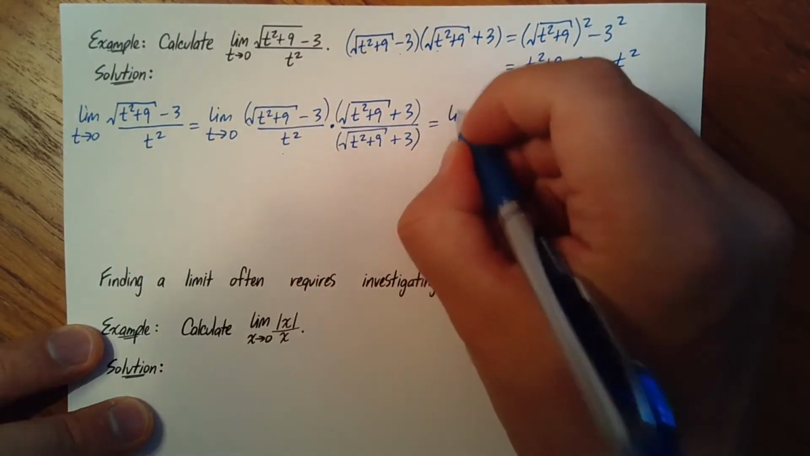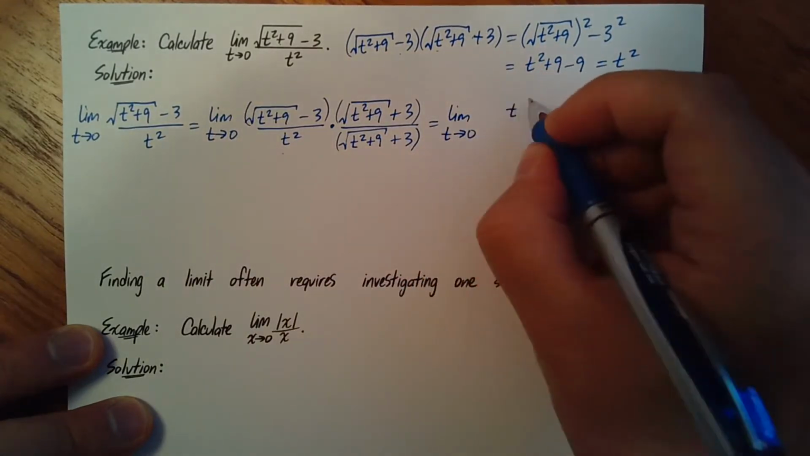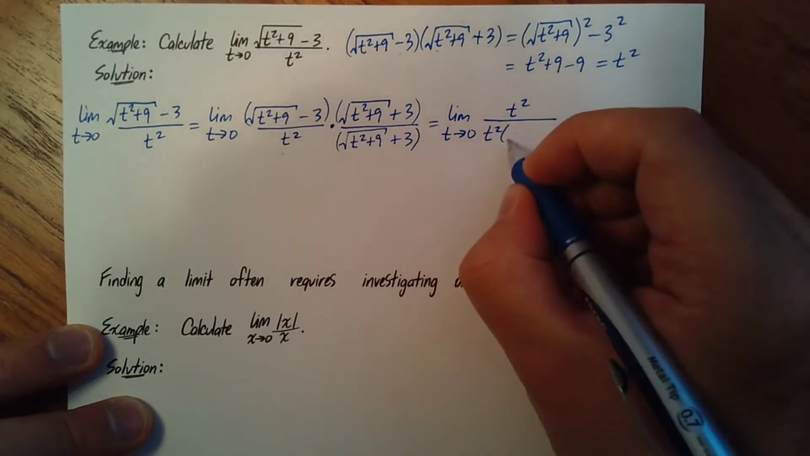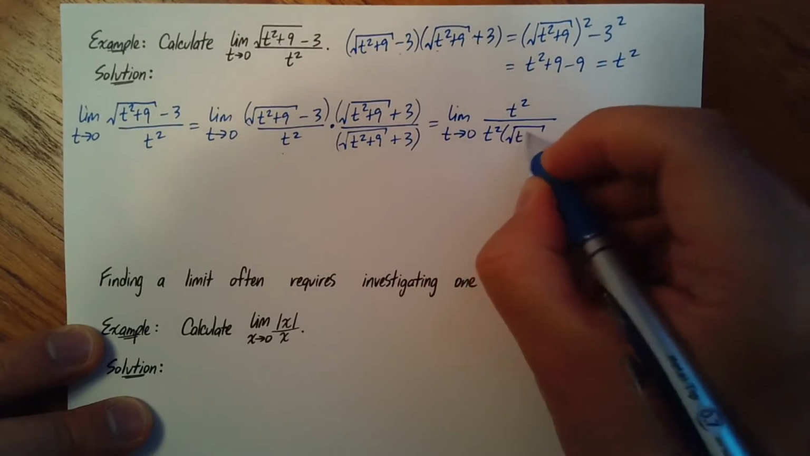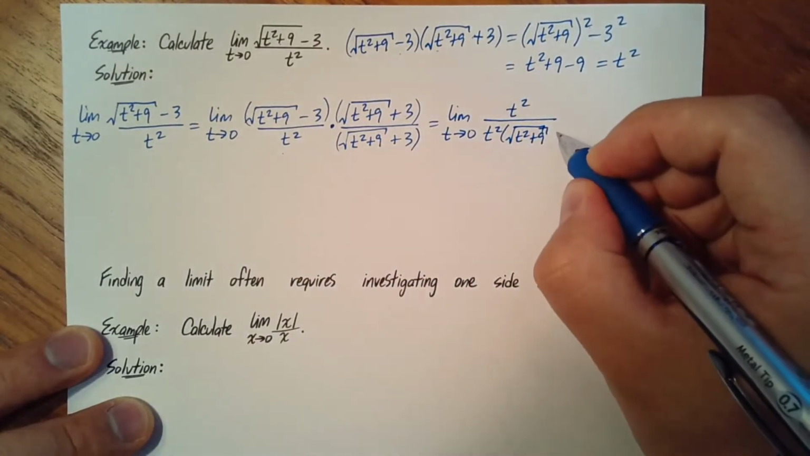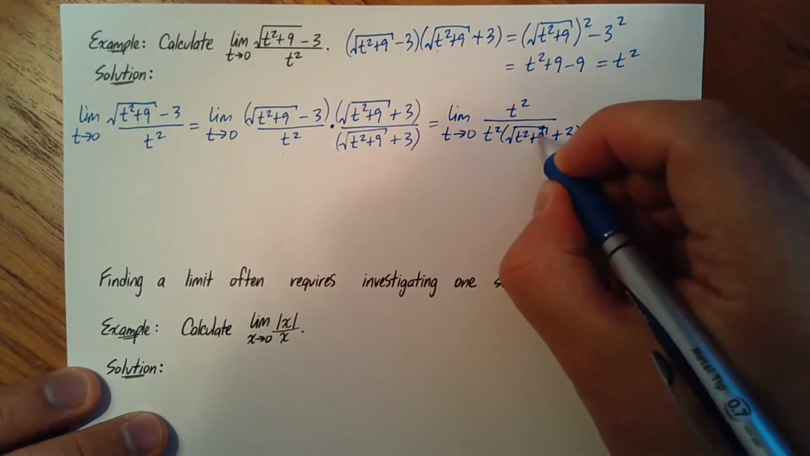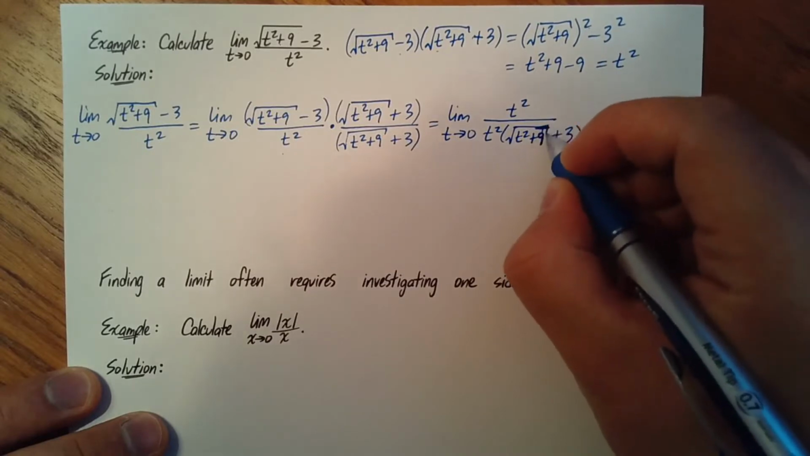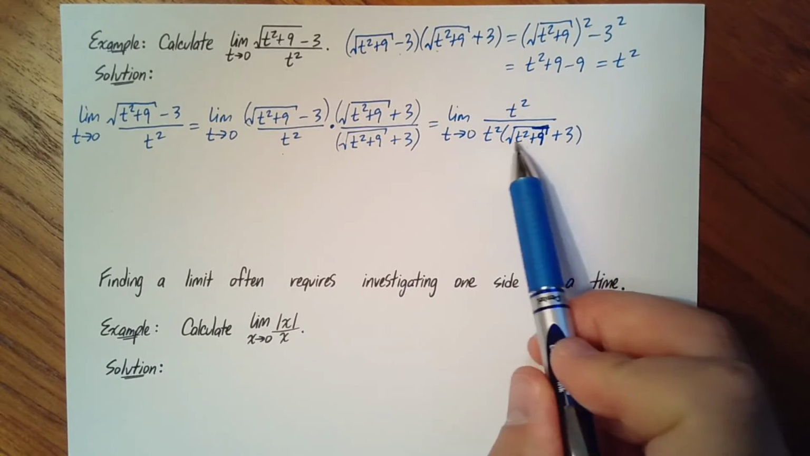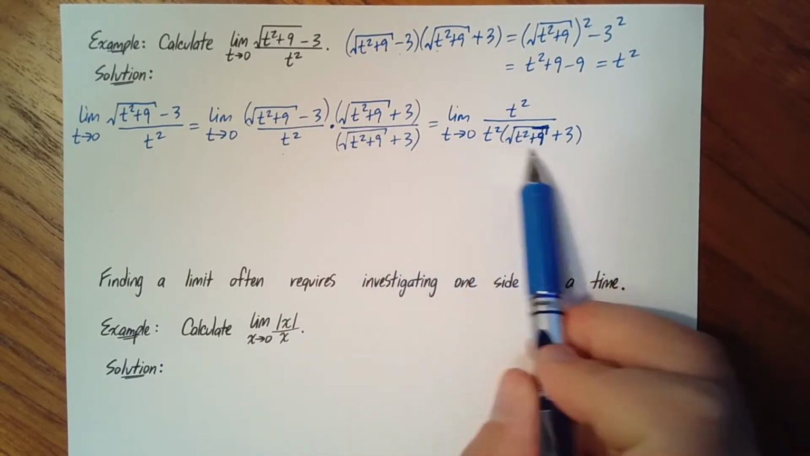So the next step is going to be the limit as t goes to 0 of t squared over t squared times the square root of t squared plus 9 plus 3. Okay, I'm going to clean this up a little bit because it might be hard to read. So you've got this left over. This is just the square root of t squared plus 9 plus 3; this expression here is left over.